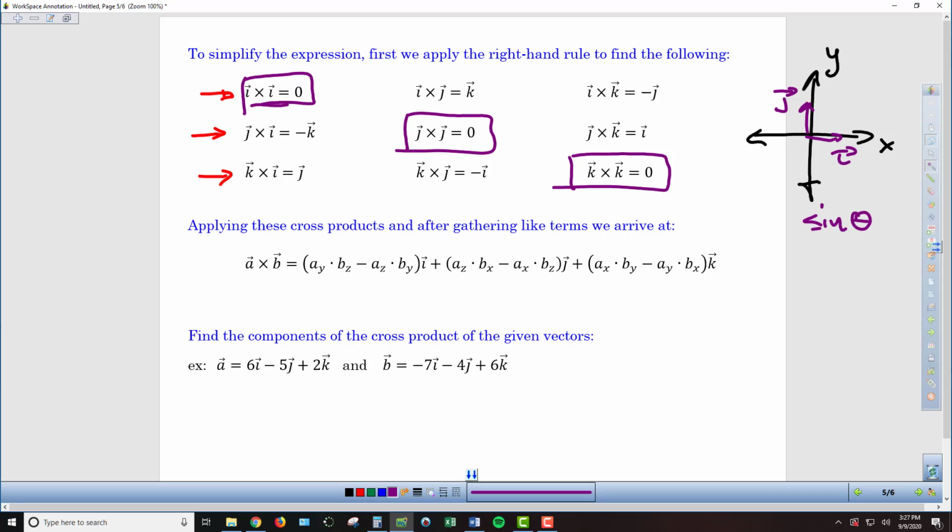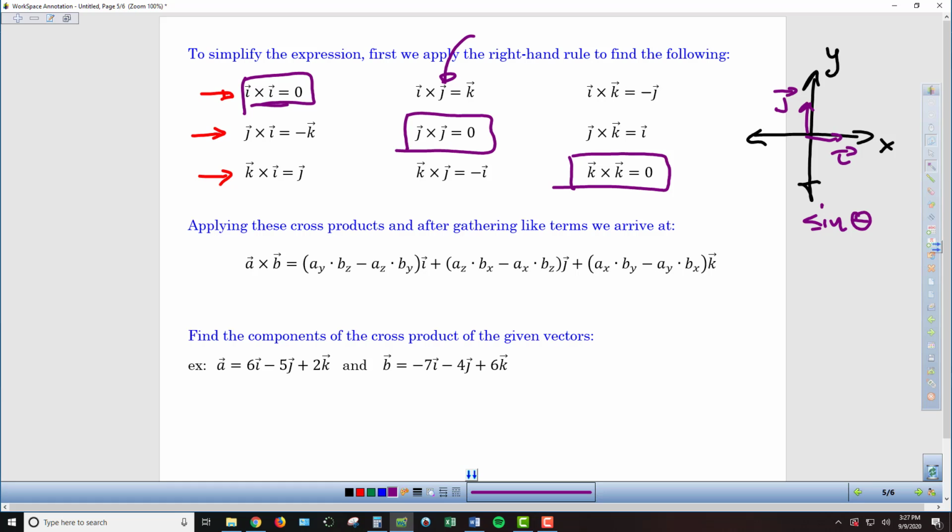Now let's move here to i cross j. So in our diagram here, we can take our fingers and point them in the direction of i. I can curl my fingers in the direction of the unit vector j, and my thumb is going to be pointing straight up out of the board at me.